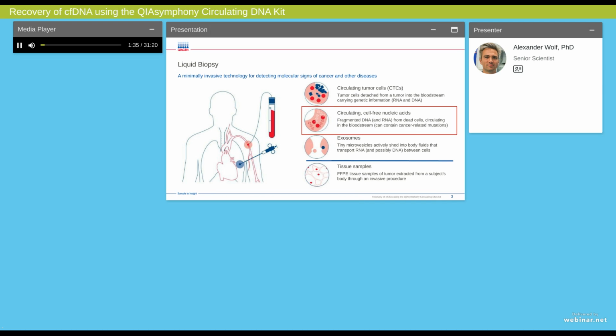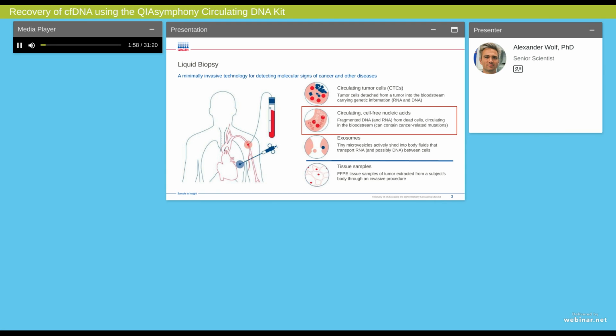The second domain are the exosomes. That means microvesicles shed into the body fluids, which transport mainly the cell-free RNA fraction between cells. The third fraction is the circulating cell-free nucleic acids, mainly the DNA, highlighted on this slide by the red frame, which will be the focus of my talk today.